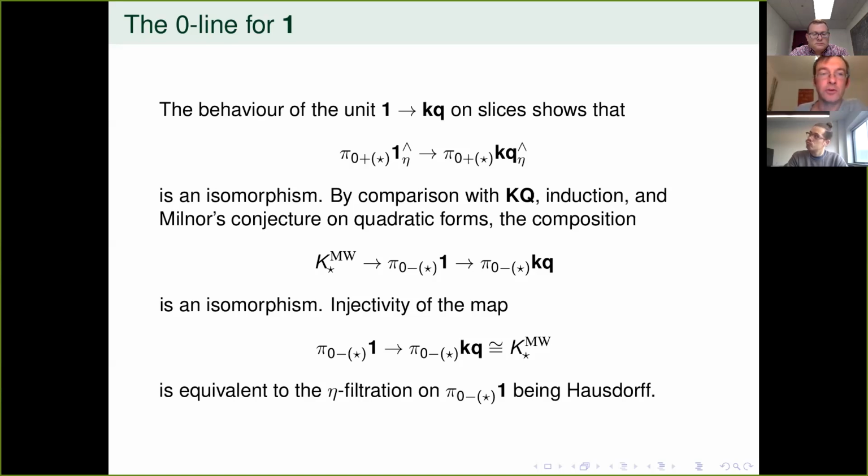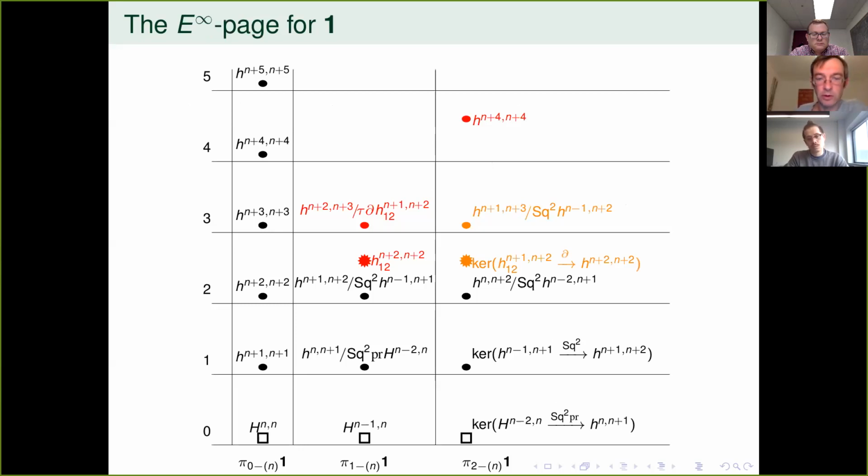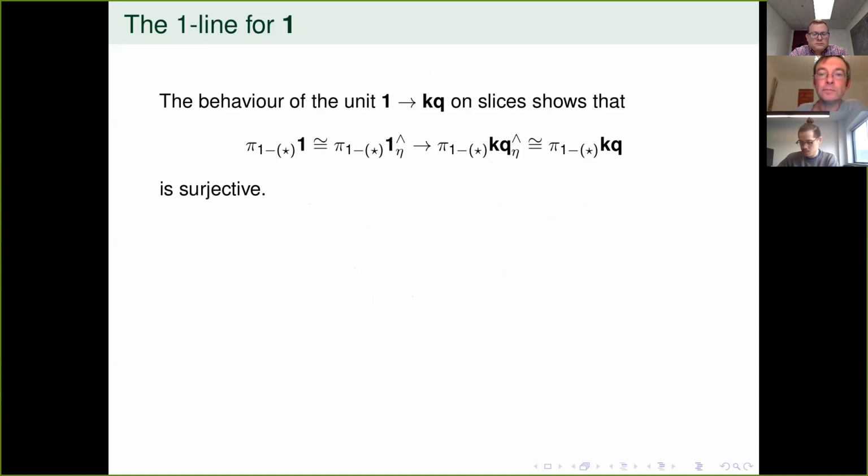But let's move on to pi one. Just to recall how the infinity page looks like. So the black stuff, this we see on pi one of Hermitian K-theory, very effective cover of it. And the red stuff, this is then in the kernel. And this surjectivity that we see here extends to the actual spectra, not their eta completions.